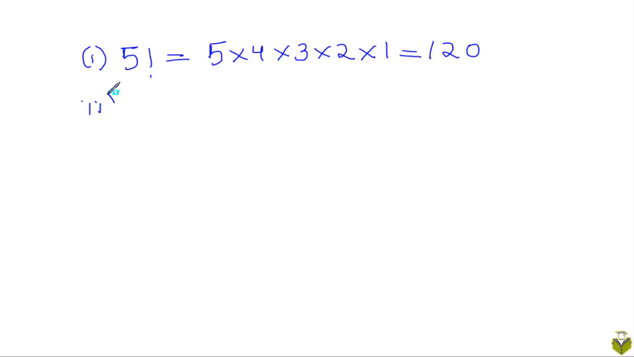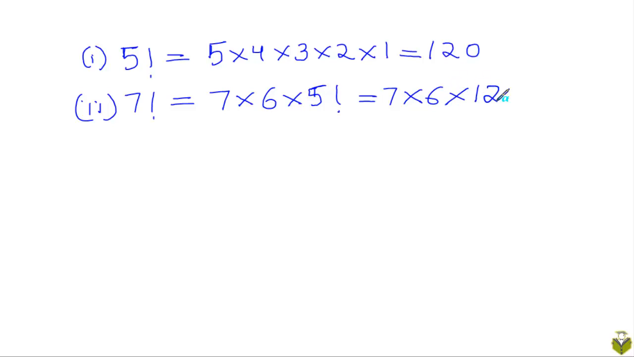Now the second one is 7 factorial. You can actually say 7 into 6 into 5 factorial, because 5 factorial is what will be left here: 7 into 6 into 5 into 4 into 3 into 2 into 1. We already calculated 5 factorial, so why not use this number 120 here? So it will be 7 into 6 into 120, and the answer is 5040. Always try to reuse whatever you have computed. This is a good practice in general.